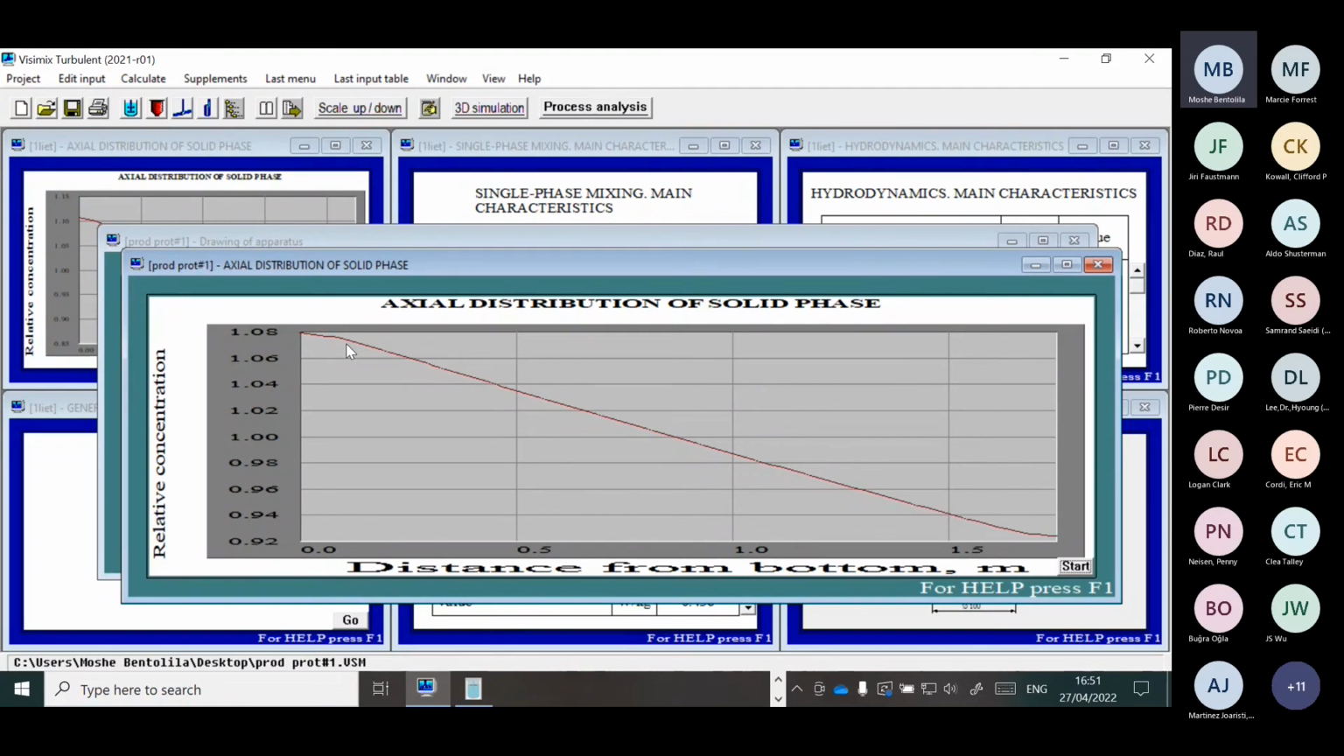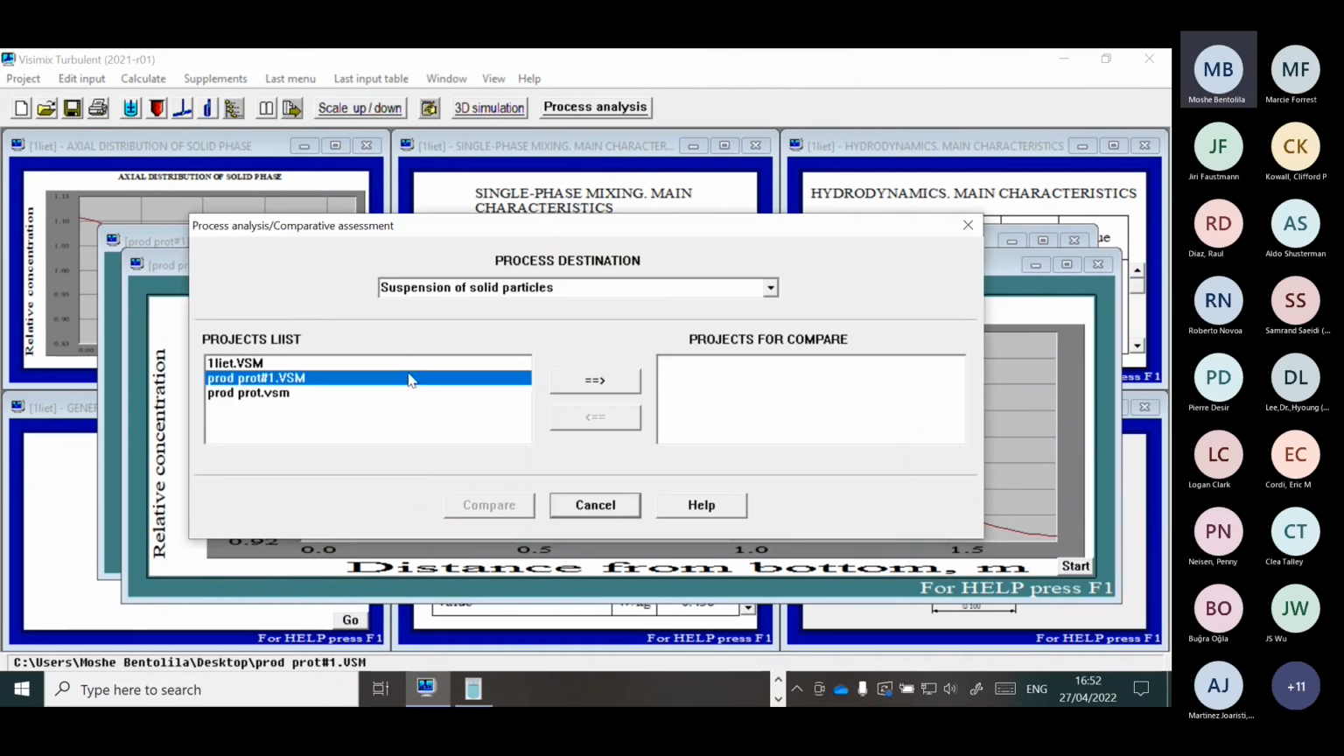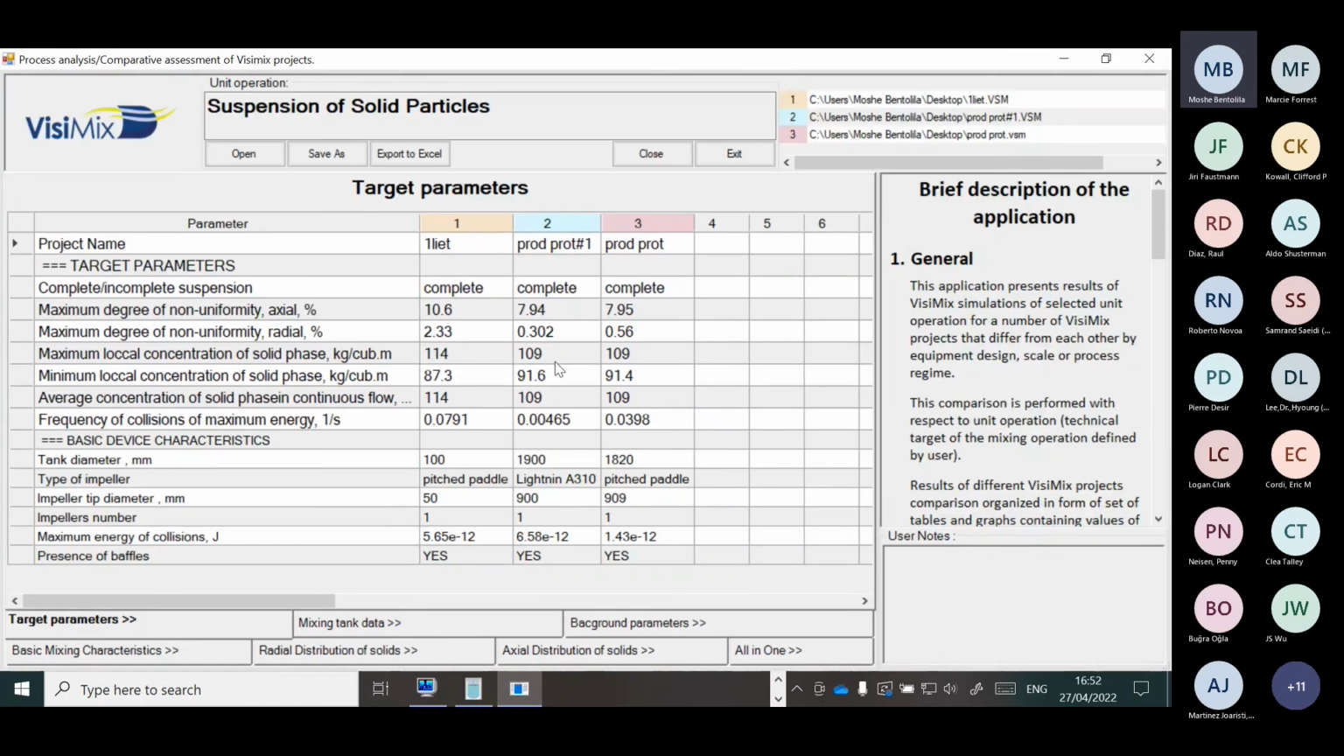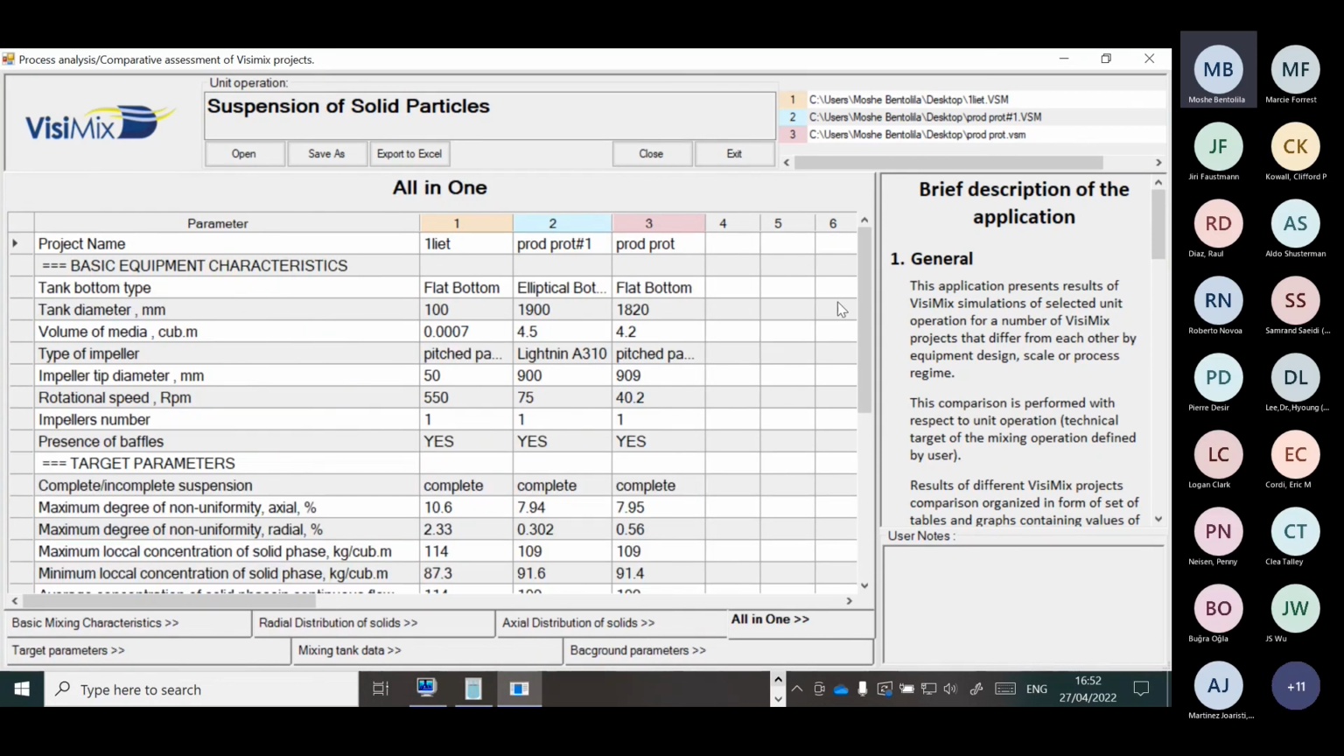Now I want to see all of this together in one page. Go to the process analysis and bring all the files that are containing data that are representative for your process. And when you click compare, the software will bring you in one page the main important parameters from the 1 liter, from the prototype, and from your option. It will compare between the main important parameters, or if you want to see all of them together in one page, you can see all of them together. Now you have all ready to use, because you have all of this data, you have all the options, you can go up and down.